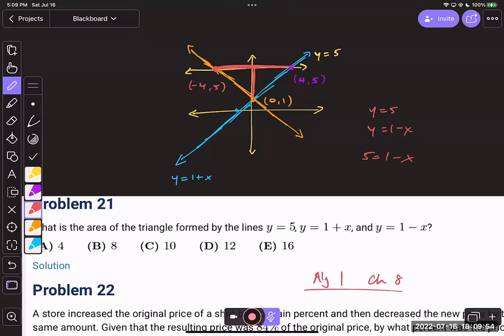So what is the length of the base here? You can use a distance formula or just. This is actually a lot easier than the distance formula because it's a straight horizontal distance between the two. So I can just count the horizontal distance. From negative 4 to positive 4. It'd be 8. Yeah, and what about the vertical distance from here to here?